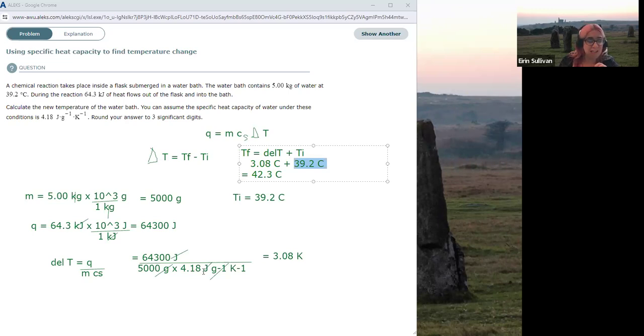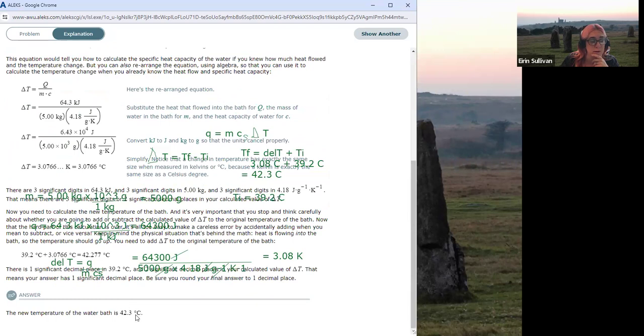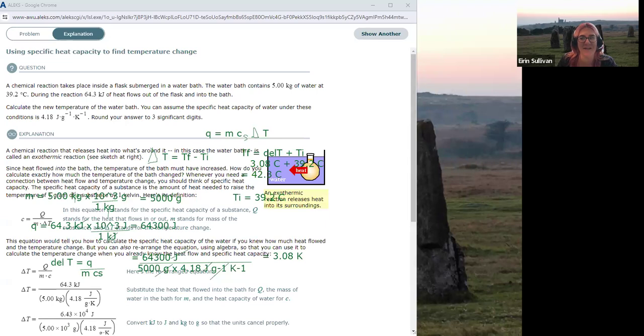But I've got a sneaking suspicion they're actually going to ask for your final temperature in Celsius because the initial temperature was given in Celsius. Yeah, 42.3. Okay, because the thermometers they're measuring the water bath with are not going to give it to you in Kelvin. Okay, so you get the idea of that.